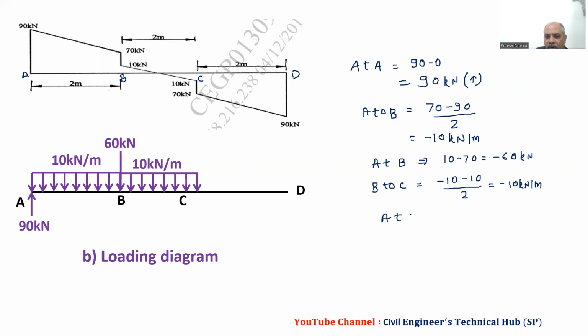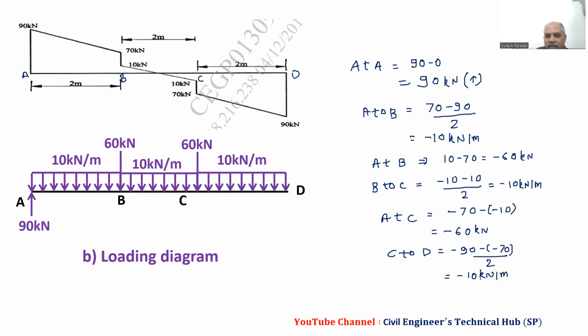Then at C, we have final minus initial: final minus 70, initial minus of minus 10, and it will be minus 60 kilonewton, meaning again downward. And then between C to D, we have final minus initial, minus 90 minus of minus 70, upon 2, and it comes again minus 10 kilonewton per meter, meaning downward. And at D, we have final shear force 0, initial minus 90, so it will be plus 90, so we have upward. Likewise, we have to draw the loading diagram.